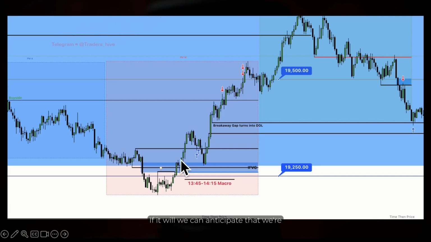If it will, we can anticipate that we're likely seeing order flow changing from bearish to bullish. Guys, recognizing changes in the state of delivery where order flow is changing from sell program to buy program is crucial. But please keep in mind that there's more that is required in order to confirm that order flow is in fact changing.